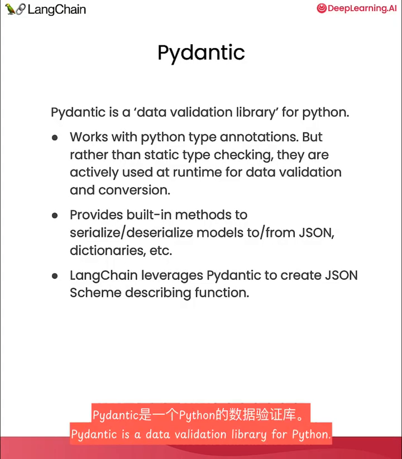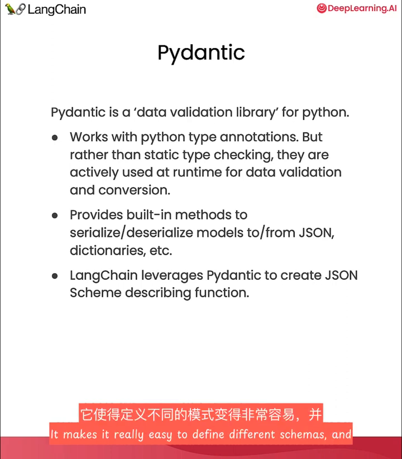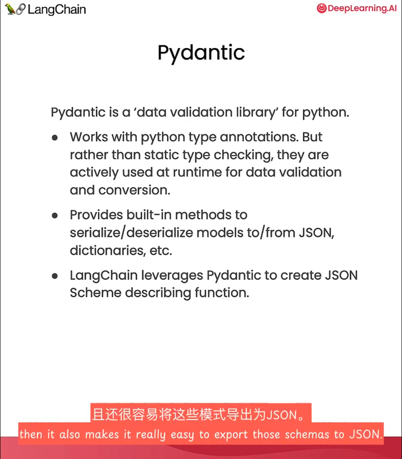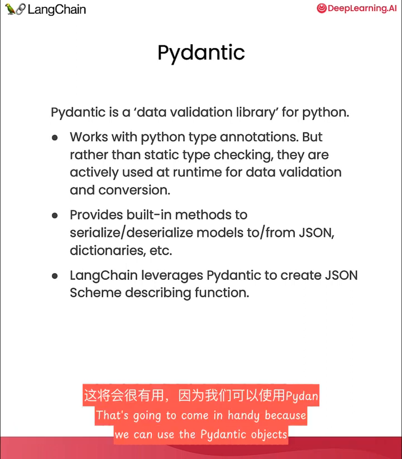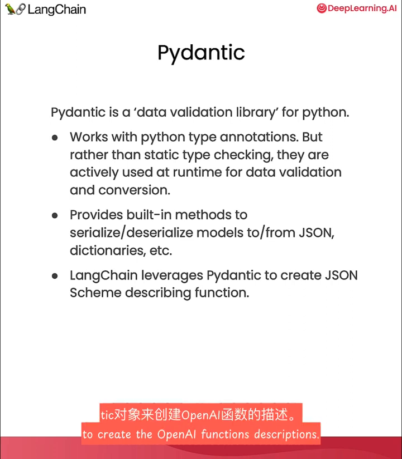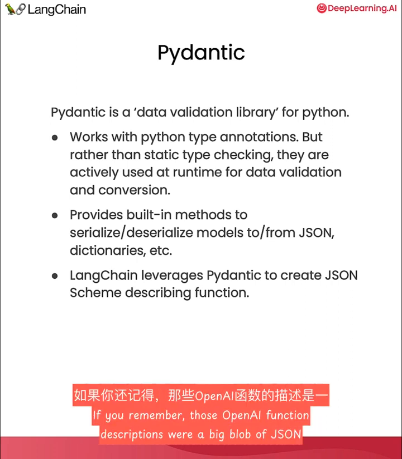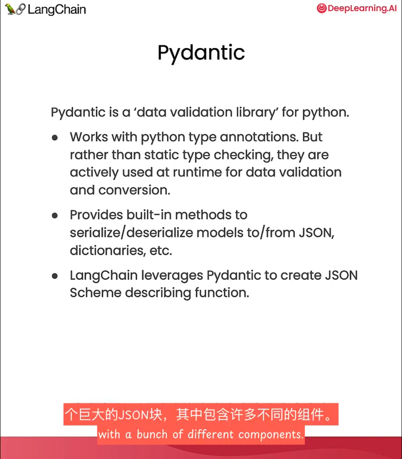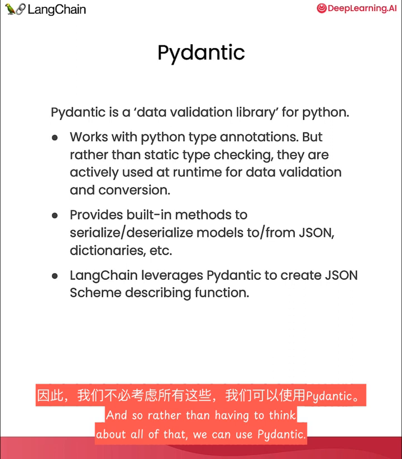Pydantic is a data validation library for Python. It makes it really easy to define different schemas, and then it also makes it really easy to export those schemas to JSON. That's going to come in handy because we can use the Pydantic objects to create the OpenAI function descriptions. If you remember, those OpenAI function descriptions were a big blob of JSON with a bunch of different components, and so rather than having to think about all of that, we can use Pydantic.